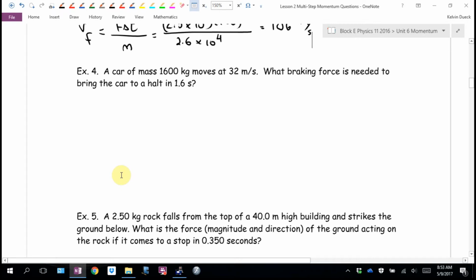Same thing here. It says what braking force. I could probably find the acceleration. They told me the mass, and I could go F equals ma. Or, with a little bit of cleverness, I can do this all in one fell swoop by using impulse. What do they want me to find here? Did they give me a time? Did they give me some different velocities? I'm going to use impulse.